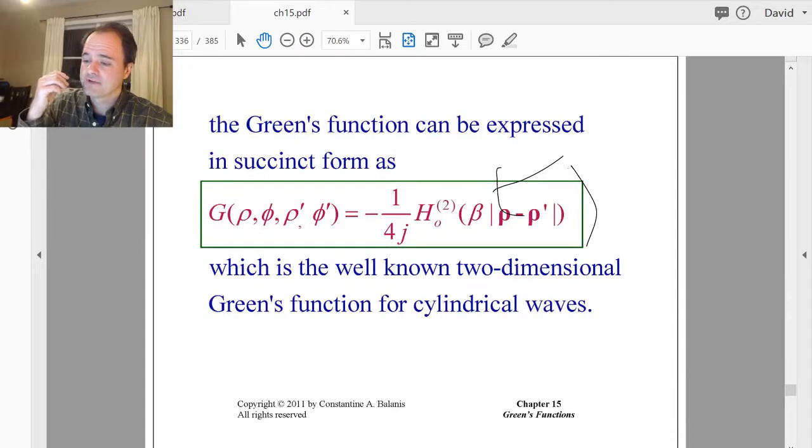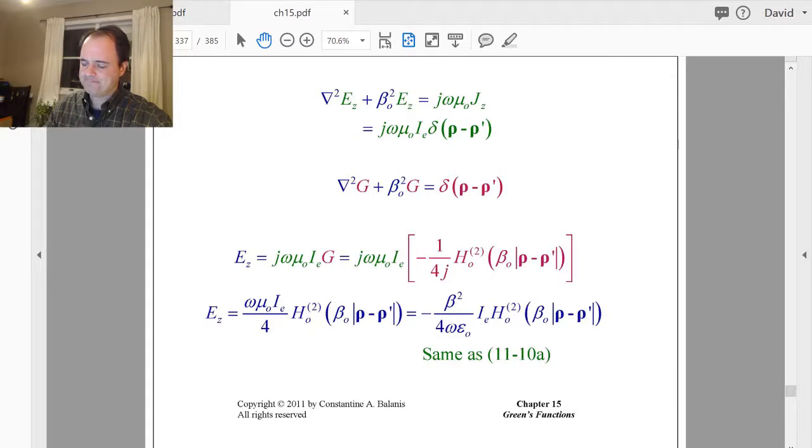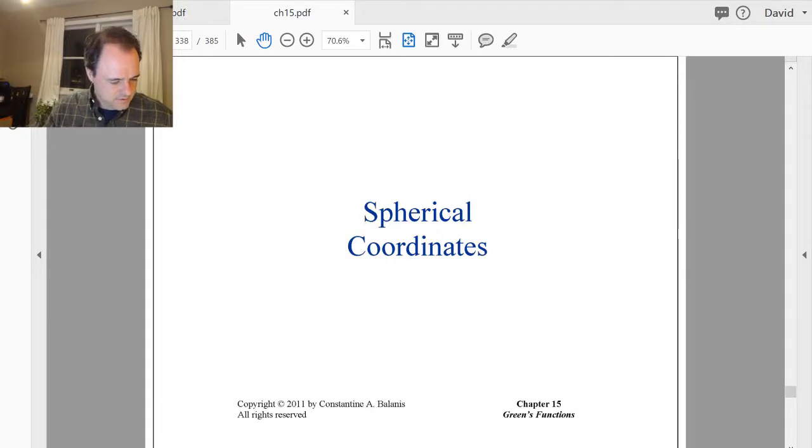So that's impressive. This Green's function can be expressed in succinct form as that, which is a well-known two-dimensional Green's function for cylindrical disks. It's great. Nice and compact and tidy. Very nice. So that's our Green's function. And so with that, we can figure out what E sub z is. So, very good.